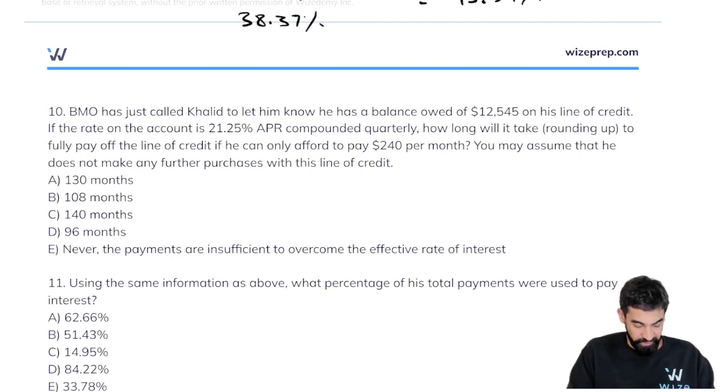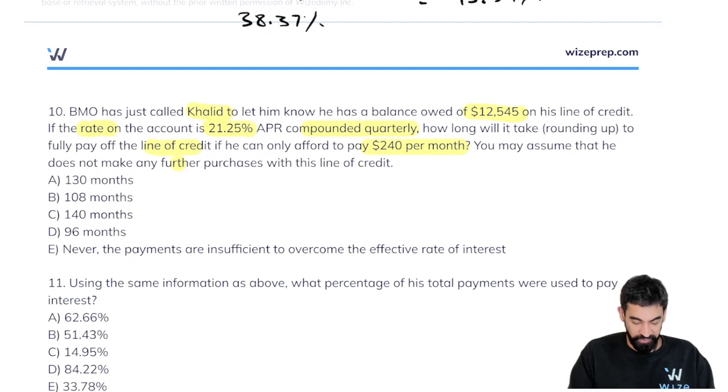Question 10. It says BMO has just called Khalid to let him know he has a balance owed of 12,545 on his line of credit. If the rate on the account is 21.25% APR compounded quarterly, how long will it take, rounding up, to fully pay off the line of credit if he can only afford to pay $240 per month? You may assume that he does not make any further purchases. Okay, so a lot of TVM questions that you can expect on the exam.